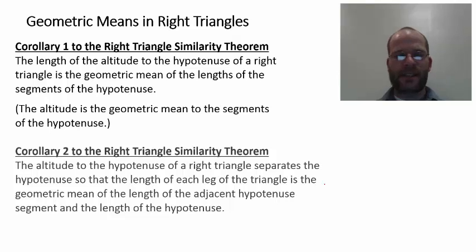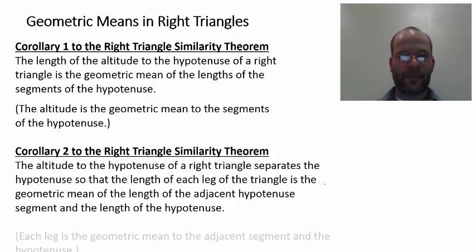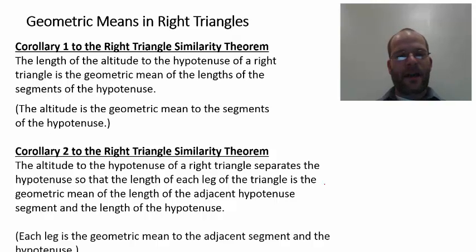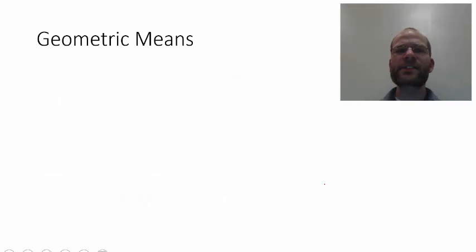Second corollary says the altitude to the hypotenuse of a right triangle separates the hypotenuse so that the length of each leg of the triangle is the geometric mean of the length of the adjacent hypotenuse segment and the length of the hypotenuse. That very well may be the most confusing thing I've said all day. I hope it is. How could we put that into a parenthetical? Just clean it up a little bit, make it a little easier. As follows. Each leg is the geometric mean to the adjacent segment and hypotenuse. Let's look at a problem and see if we can understand that a little bit more easily.